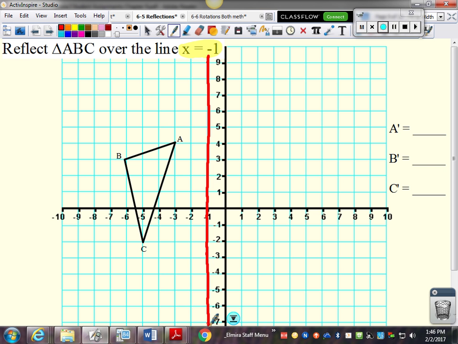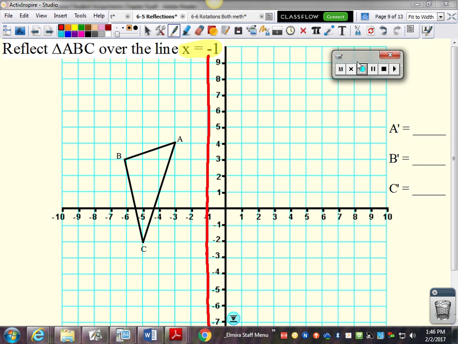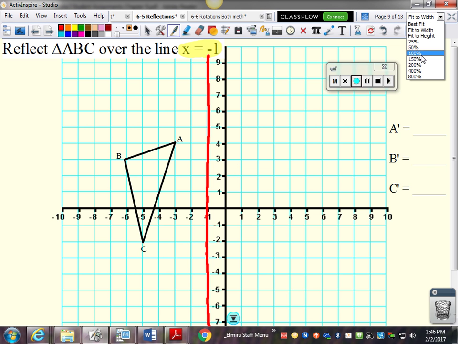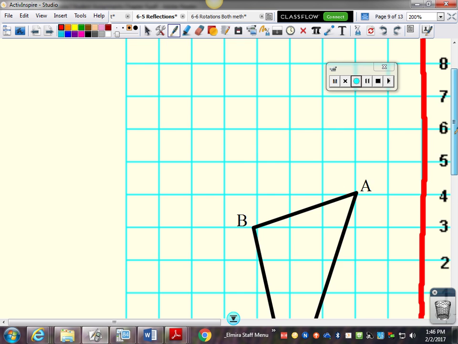Okay? Now, yesterday we counted toward an axis. We counted either toward the x-axis or the y-axis. Today, the axes are just a line like any of the rest of these lines. They're not special, okay? And I'm going to blow this up a little bit so that you can have a closer view of how I do these.